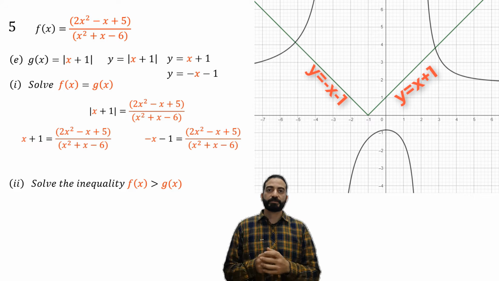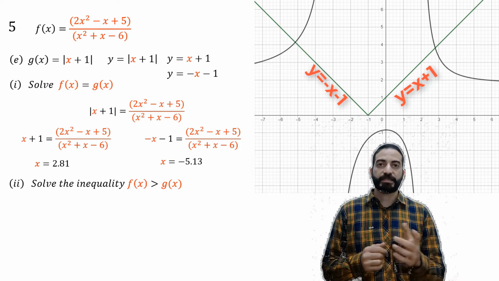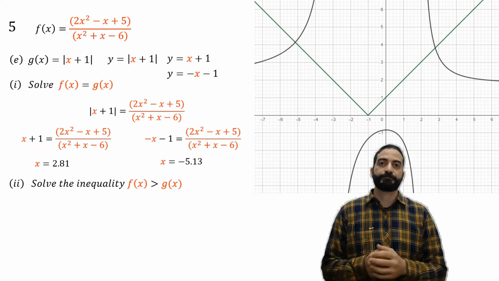We also see that this point is the intersection, which is 2.81. In this way, we have obtained the first answer for x. Now we must obtain the intersection for y equal minus x minus 1 and f(x). As we see here, it is the point minus 5.13, and in this way we have obtained the second answer.